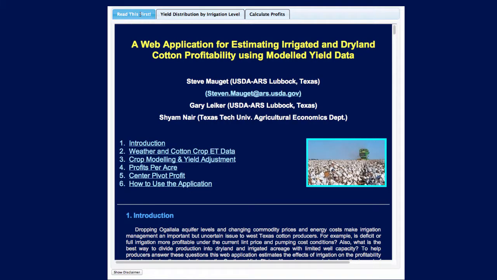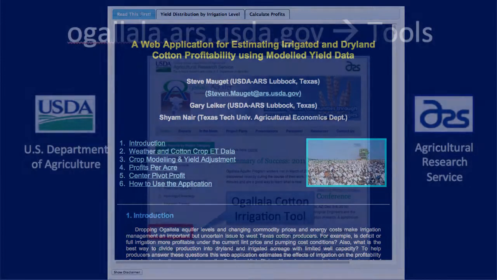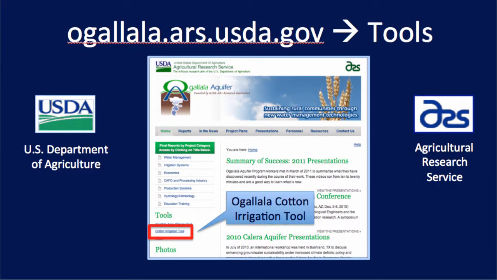This video is only meant to demonstrate the application. For more details on how model yields are generated, how profits are calculated, and the simplifying assumptions that are made in linking weather variability, yield variability, and profit variability, the user should read the Read This First informational web page. To access the application, click the Cotton Irrigation link on the left-hand side of the Ogallala Aquifer Project's web page.